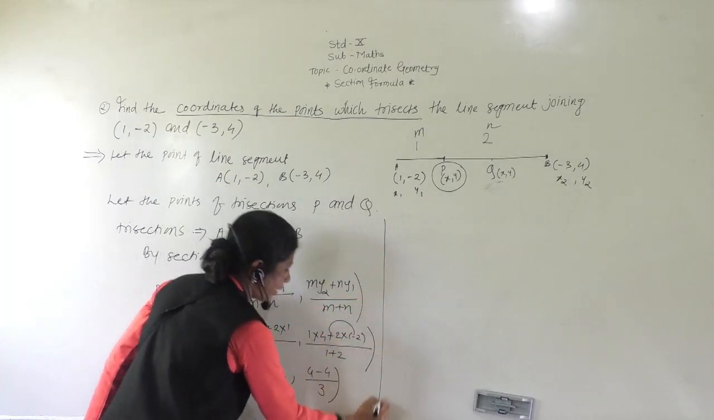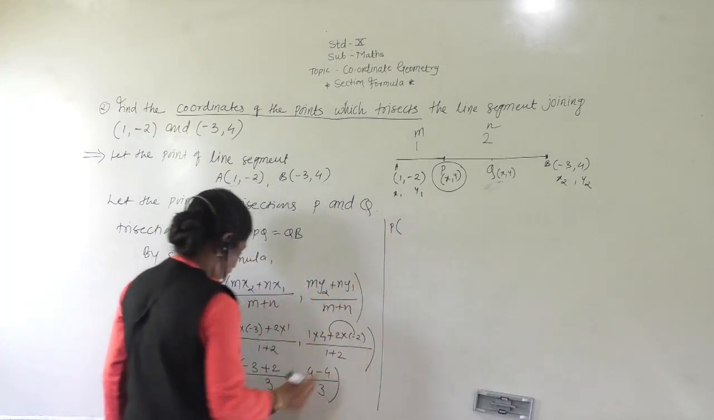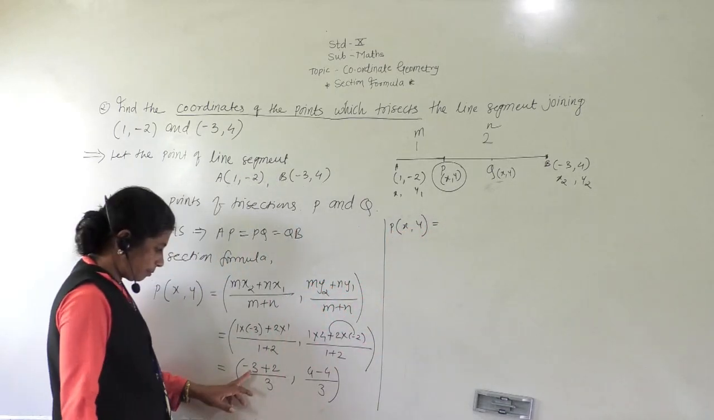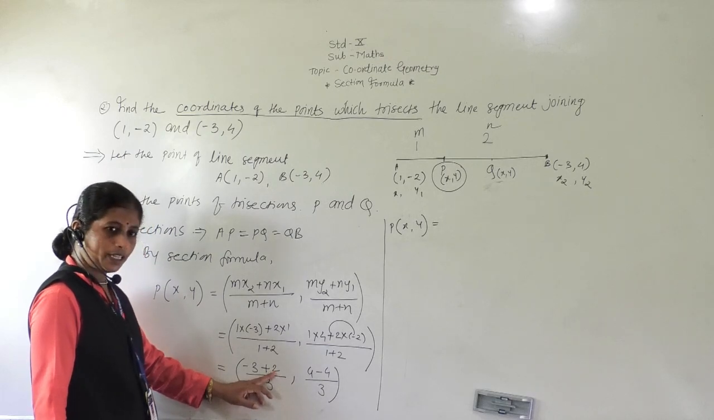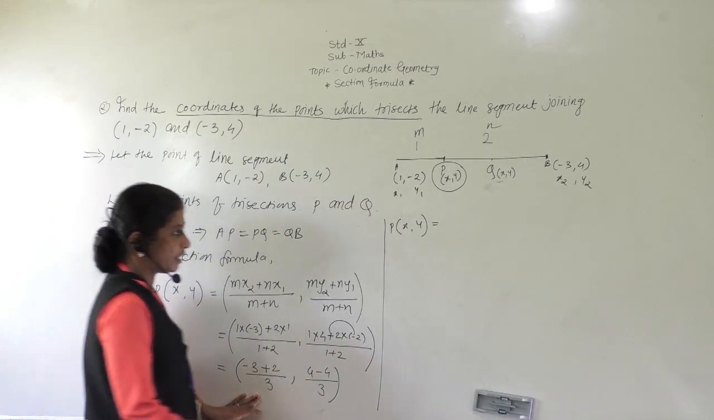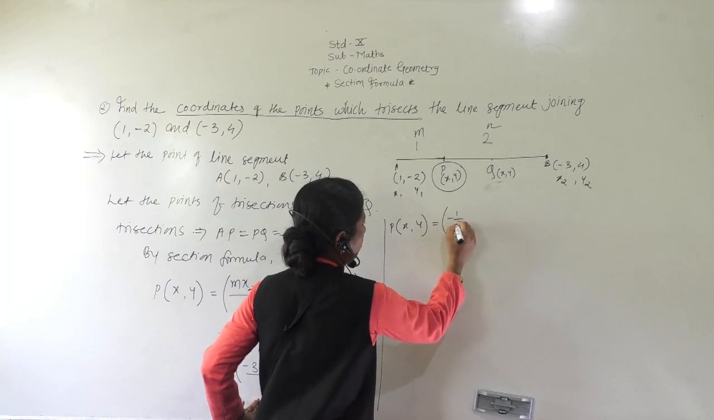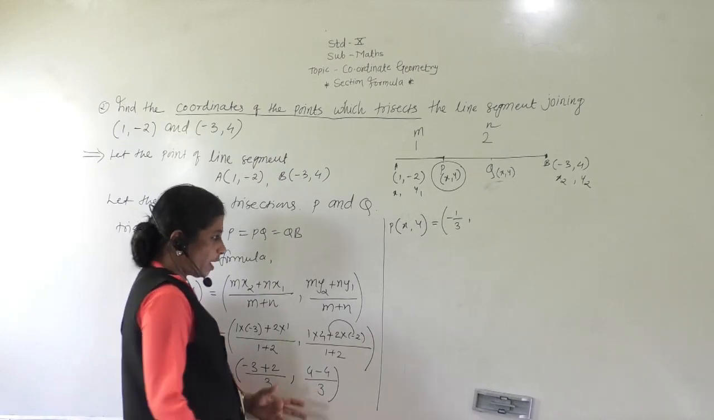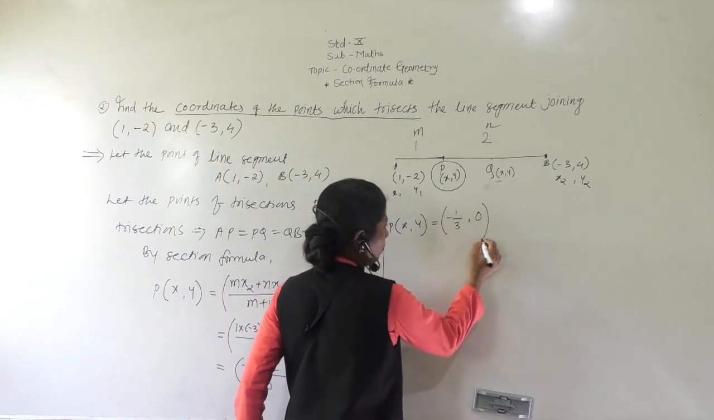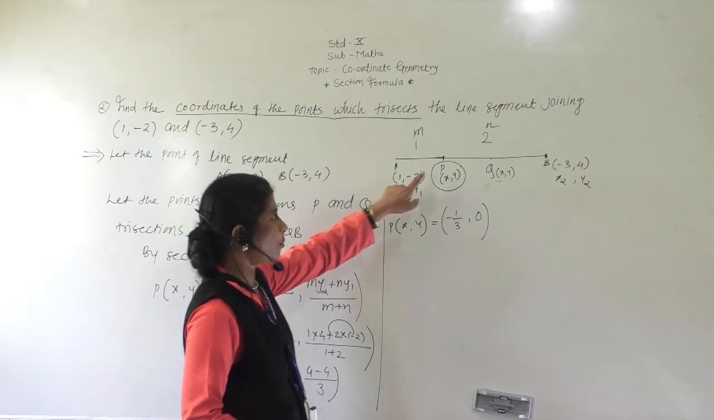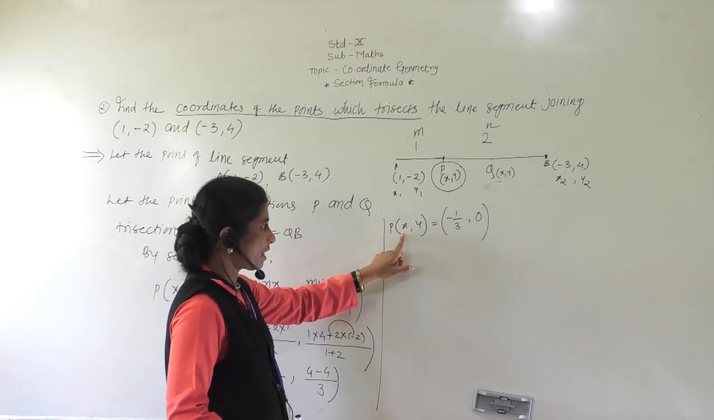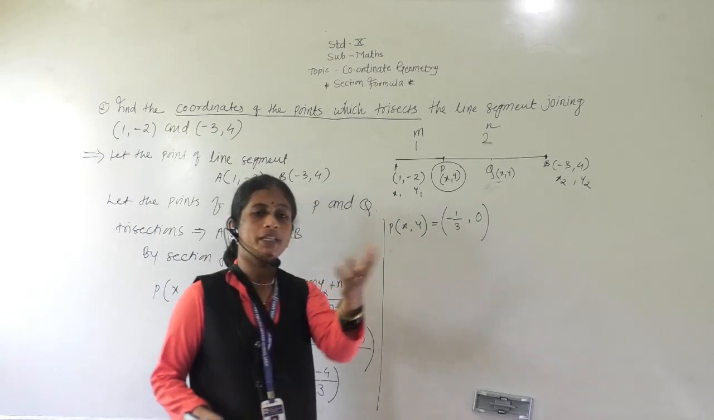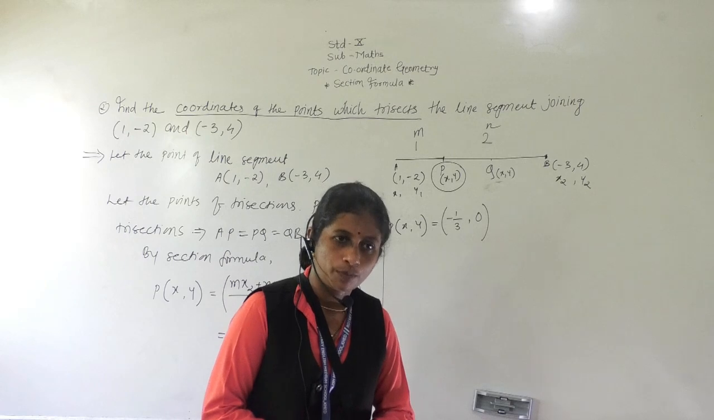Correct? So the coordinates of the point P, x comma y, are: minus 3 plus 2, how many? Minus 1. So minus 1 by 3, comma 4 minus 4 equals 0, 0 upon 3, here you will get 0. Means the coordinates of the point P, x comma y, are: x is minus 1 by 3 and y is 0. Understood?